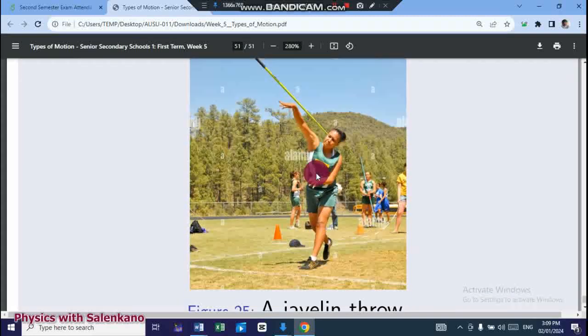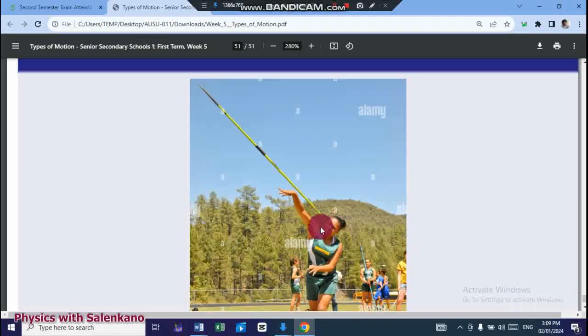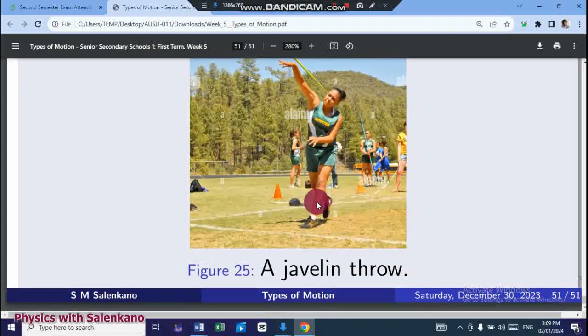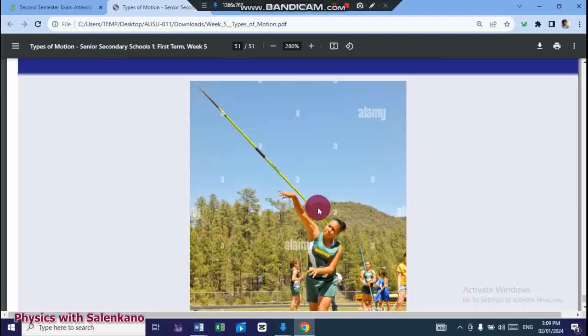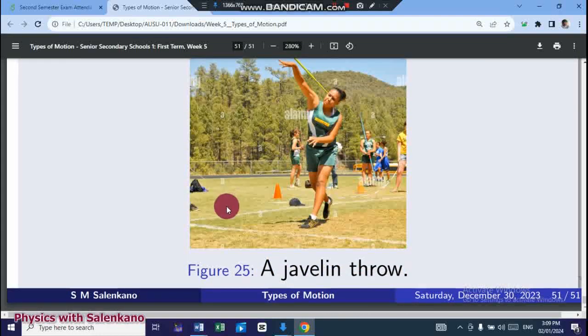Here is the javelin. This is an athlete, and then she threw the javelin. This is what we call the javelin, this spear. So if it is thrown in the sky, what kind of motion is it undergoing? That is the question. I hope you enjoyed this class.